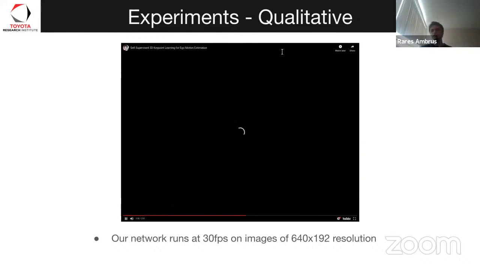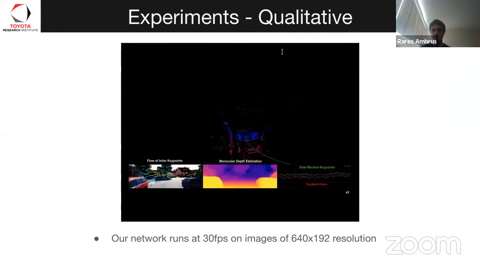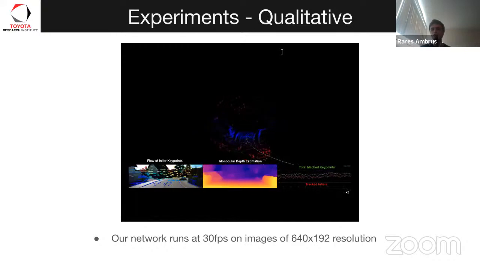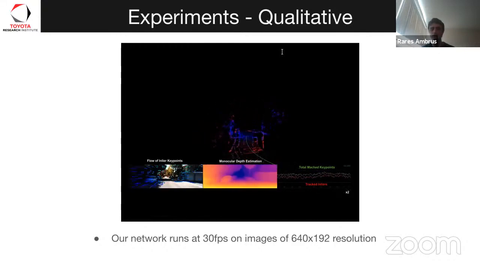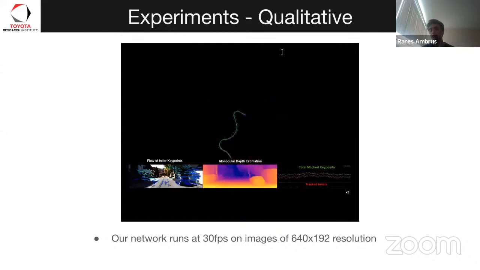And finally, I'll just show a brief clip of our system in action. I don't know if you can see it. I hope you can see it. So this is our system running on one of the KITTI sequences, and we show the flow of inlier keypoints on the left, the corresponding depth in the center, and then the number of matched keypoints and inliers on the right. And I'll mention that our networks run in real time, basically at 30 FPS on images of 640 by 192 resolution.